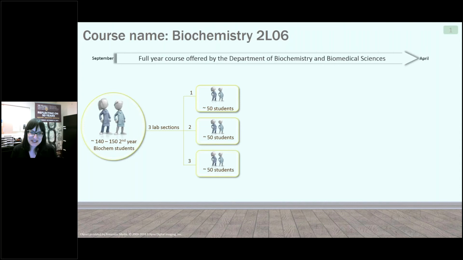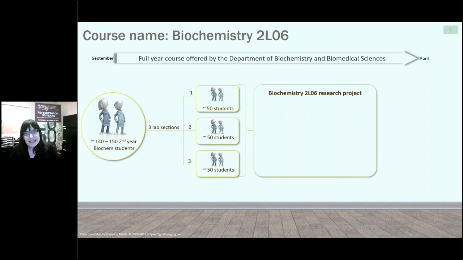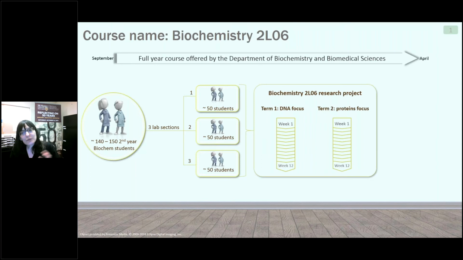And the way the course is set up is to introduce the students and engage them in a directed research project. And the way that's set up is, in term one, we focus on DNA. So the students go through 12 weeks in term one working on a molecular cloning project. Then in term two, we focus them on proteins, and they spend the 12 weeks from January to April working on a protein characterization of a known drug target.